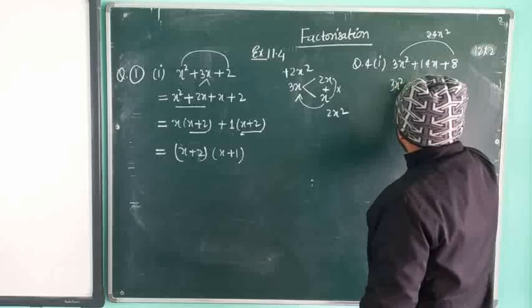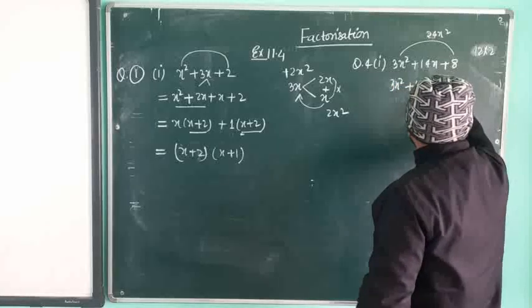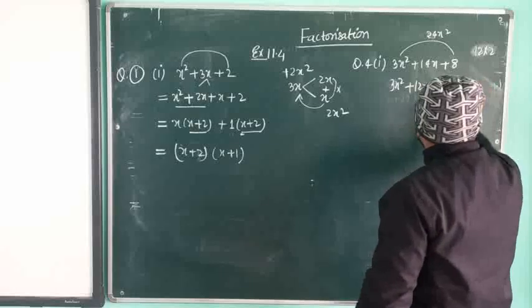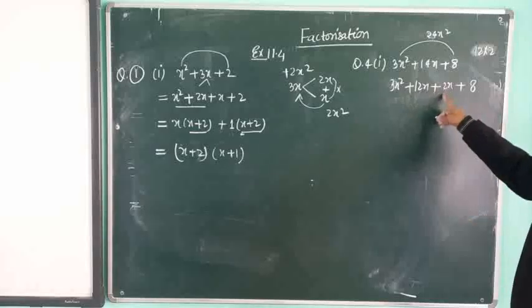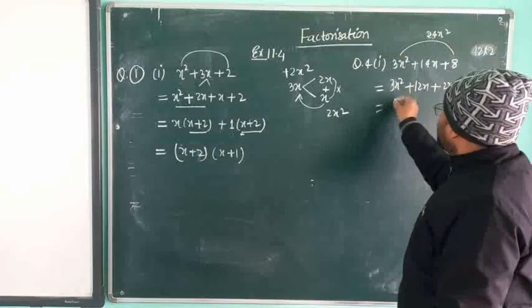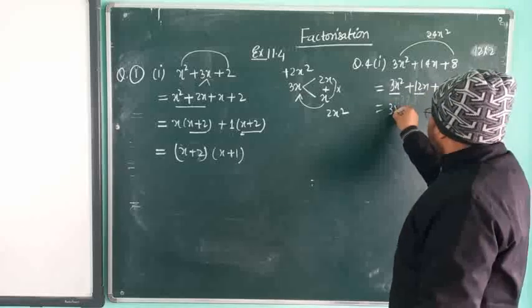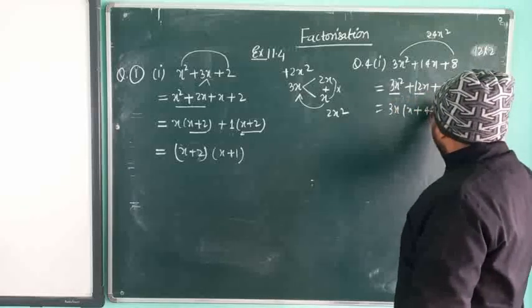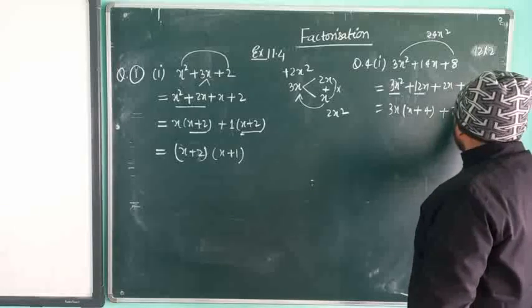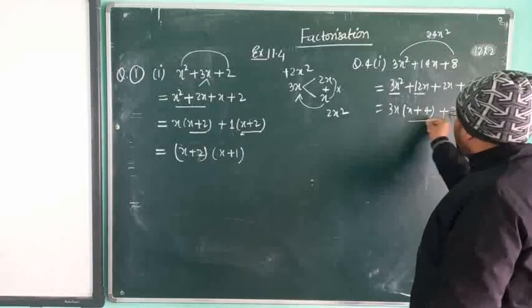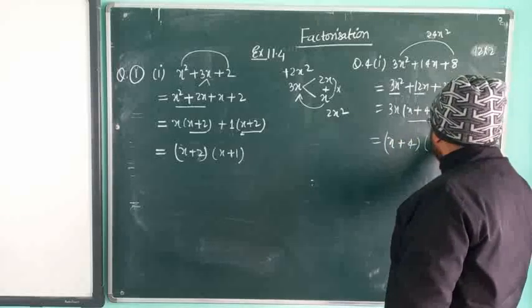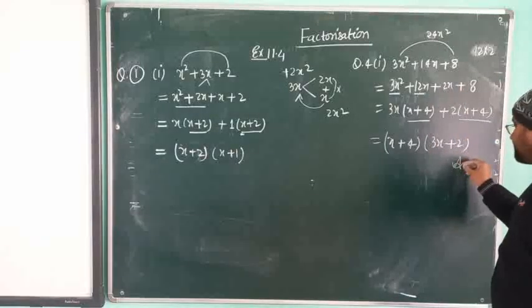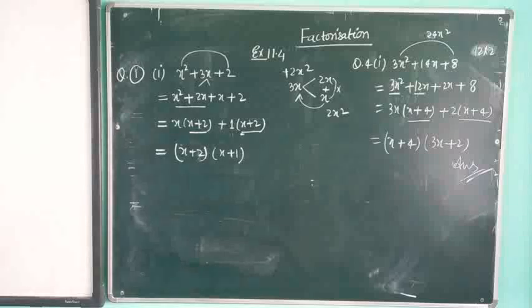So 3x square plus 12x plus 2x plus 8. 12 2s are 24, x multiplied by x, 24x square, and 12x plus 2x, 14x. Now I am going to take this 3x as common. So x is remaining, 3 4s are 12. I can take this 2 as common, x plus 4. x plus 4 is common in all. And now in another bracket 3x plus 2, that is our answer. That is our factor of this question.